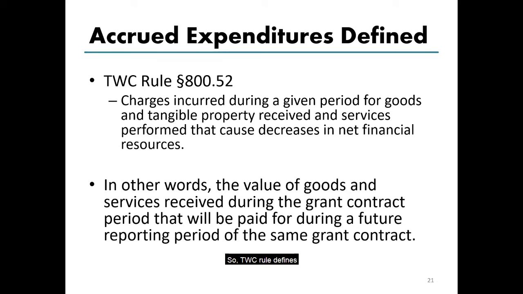So TWC rule defines accrued expenditures as charges incurred during a given period for goods and tangible property received and services performed that cause decreases in net financial resources. The important thing to know about accruals is that it is for goods and services that you've received as of the end of the reporting period. So even if you haven't paid for them, if you've received the good or service, it should be accrued and accounted for in your monthly expenditure report for the month in which you've received it.